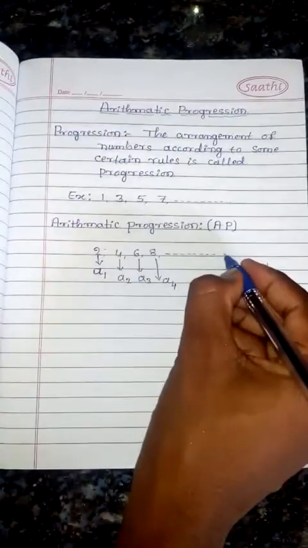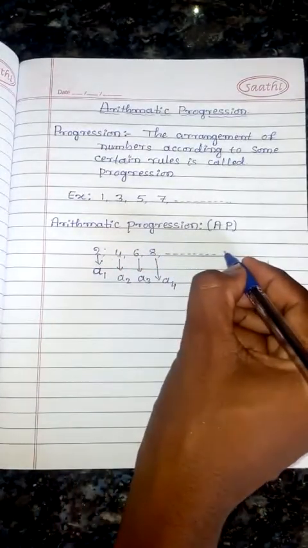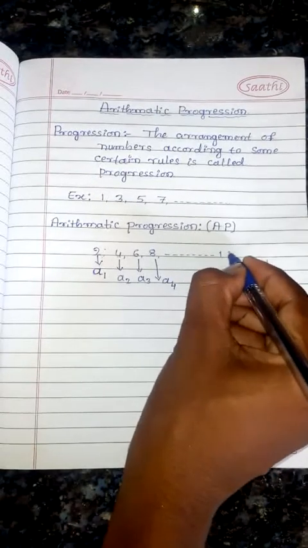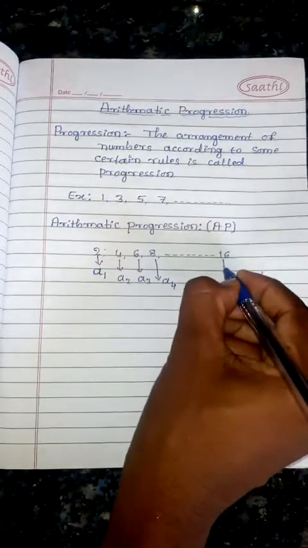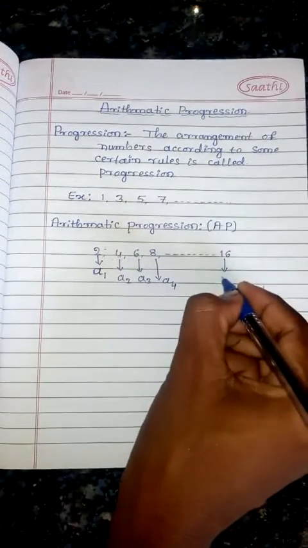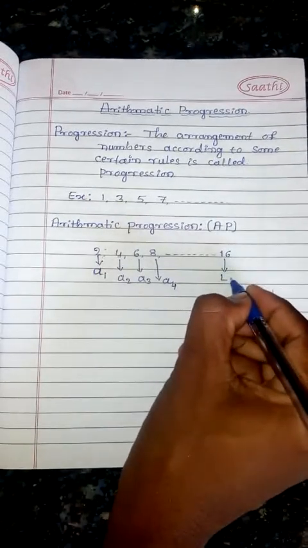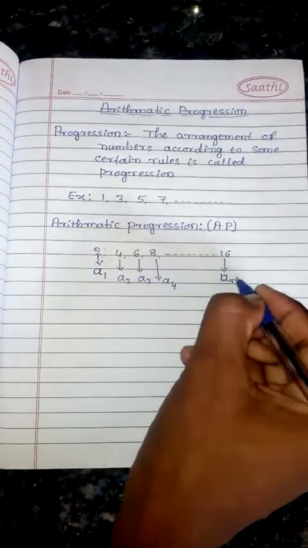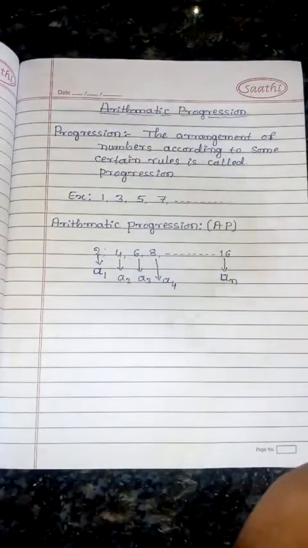For example, in this progression, if the last term is 16, then 16 is called the last term of the arithmetic progression. That is AN. AN means the last term of the arithmetic progression.